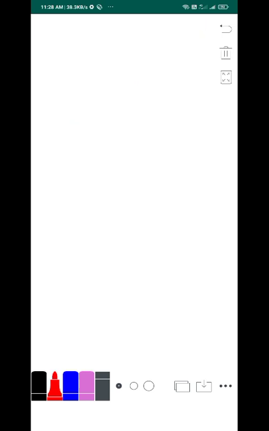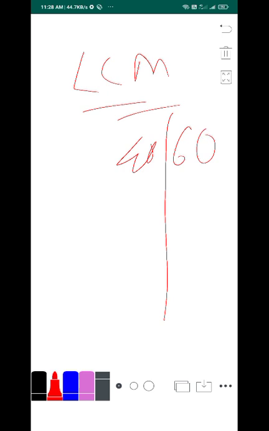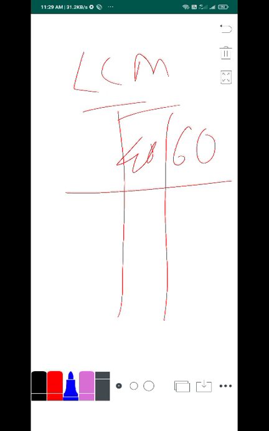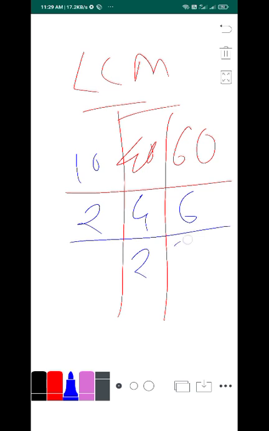Okay, then the LCM. Same numbers, 40 and 60. Up to the HCF, no need to change. You can divide by 10. 10 4s are 40, 10 6s are 60. Again you can divide by 2. 2 2s are 4 and 2 3s are 6.